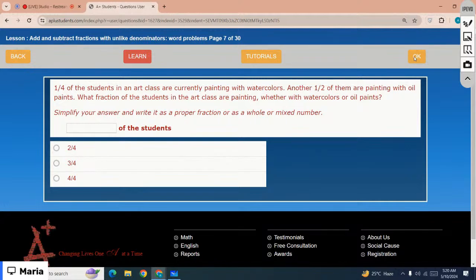Yes, that is 3/4. The correct option is 3 over 4. Okay, you can complete the lesson by yourself later today. Let me just move on to the next lesson.